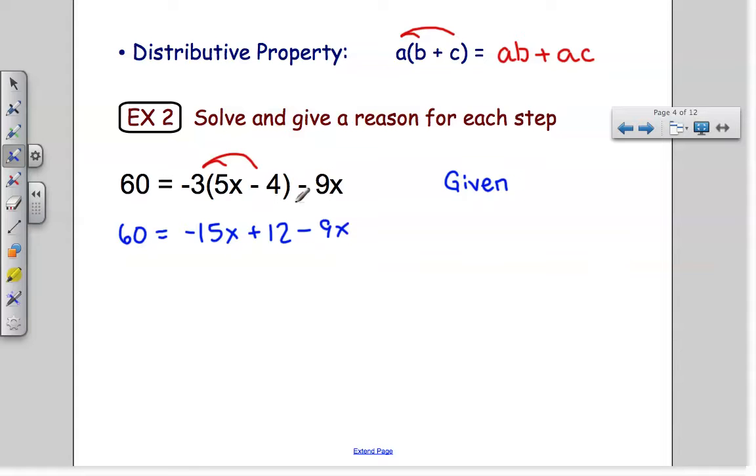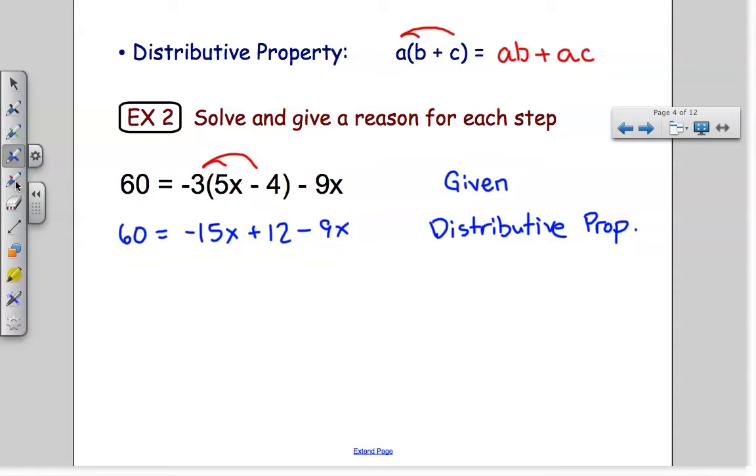Well, what did I do from here to here that allows me to get this? I distributed, so my reason is distributive property. By the way, I'm also fine if you just write distribute instead of distributive property for that reason.